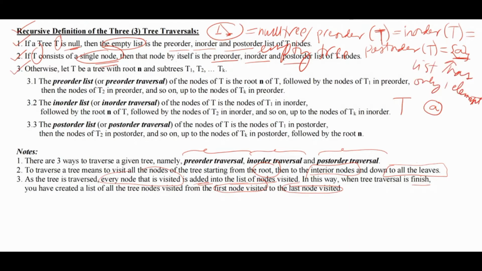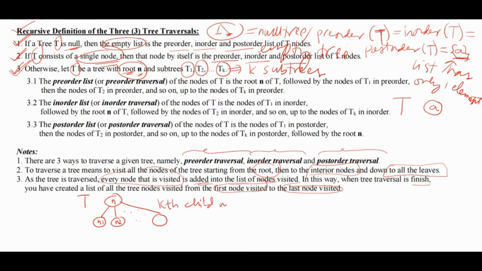For the third case, this is for a tree T having more than one node. Say for example that in this tree T, the root is N, and the subtrees are T1, T2 up to Tk. So there are k subtrees. Say this is your tree T under case number 3. Say this is N, the root, and it has k children. So this is the first child N1, the second child N2, and the kth child node of the root is denoted as Nk.